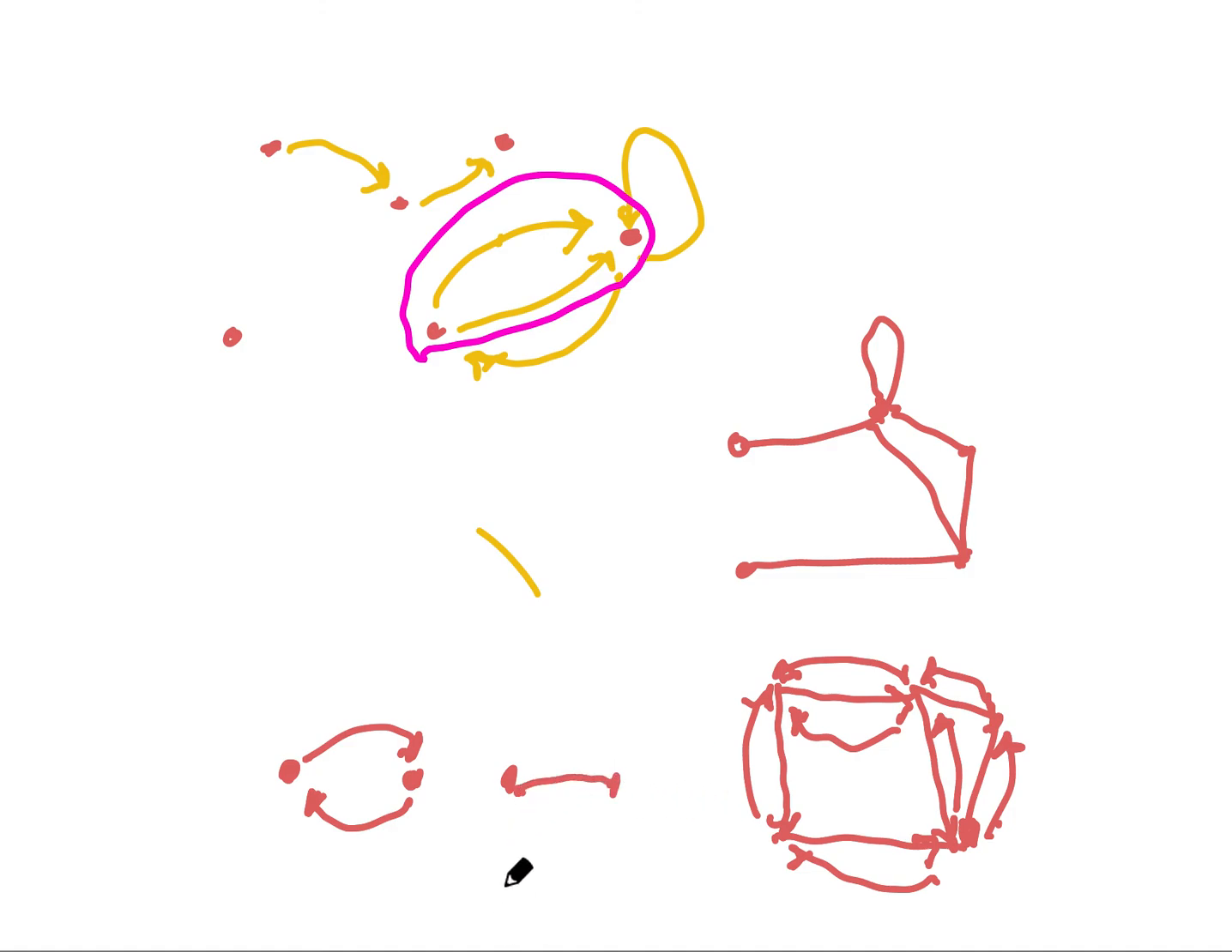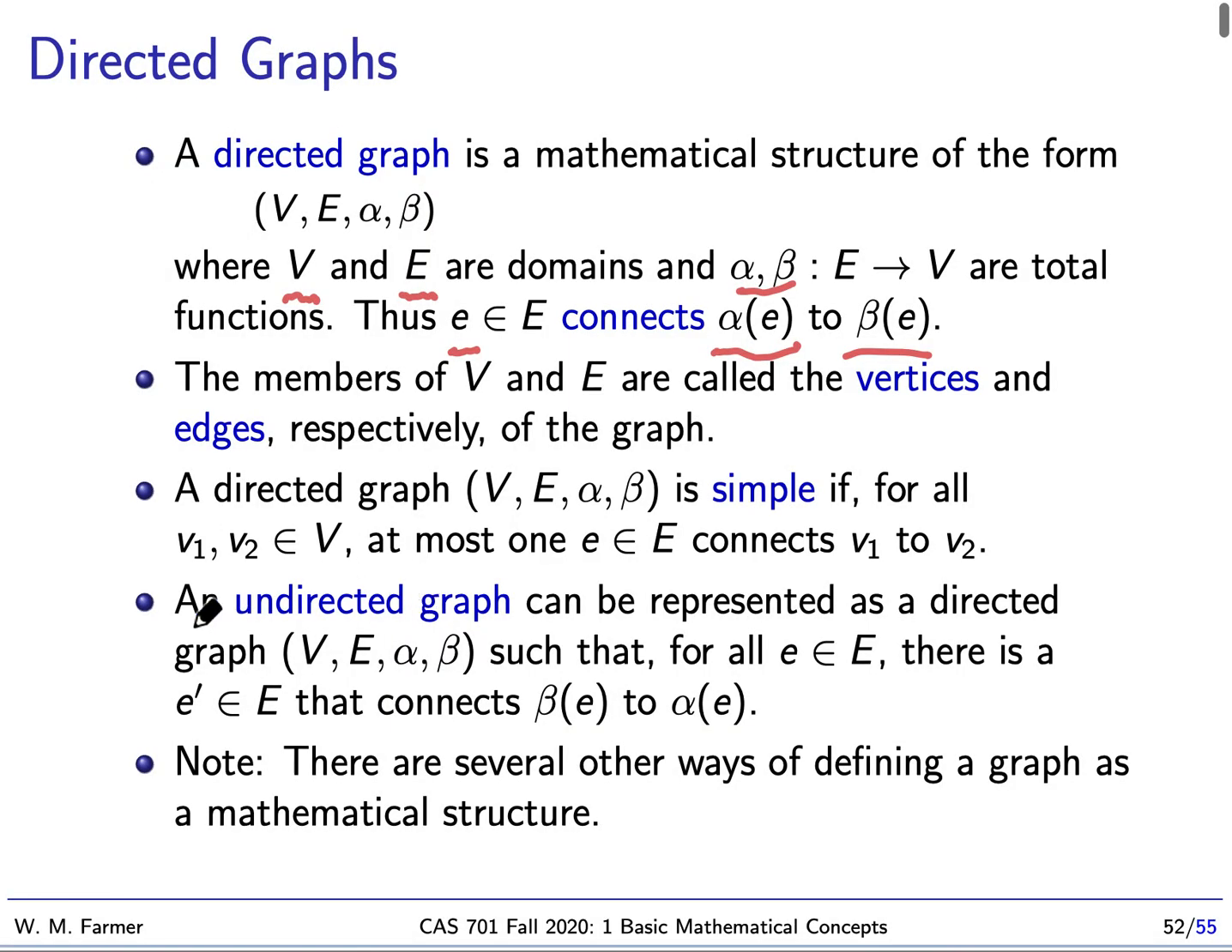So if we have this structure of a directed graph, we can think of particular directed graphs as undirected. That's the definition here. Basically, an undirected graph can be represented as a directed graph such that for all edges there is another edge that goes in the reverse direction of that edge. Now this way of defining directed graphs is one of many ways you can define graphs as mathematical structures.